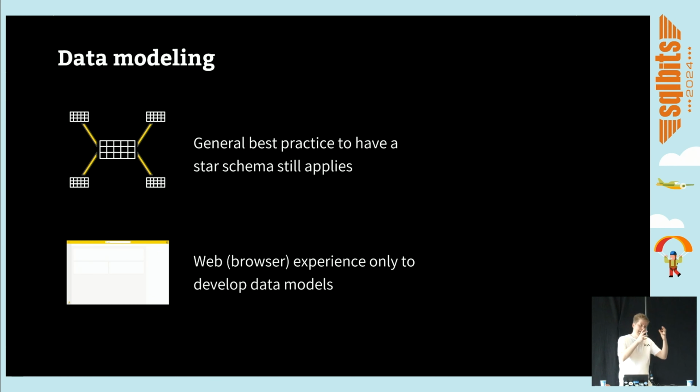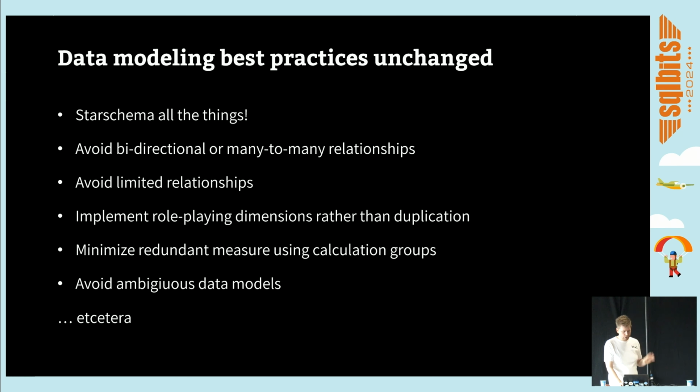And again, keep the complexity and the transformations upfront to create a simple star schema data model, to make your DAX queries simple. And if you do that, well, then Direct Lake is actually running really well. So not much has changed. We're still a fan of star schema. I mentioned bidirectionals and many-to-many. Limited relationship, also something to avoid. Role-playing dimensions are excellent to avoid duplications, and calculation groups can be utilized to minimize redundancies.